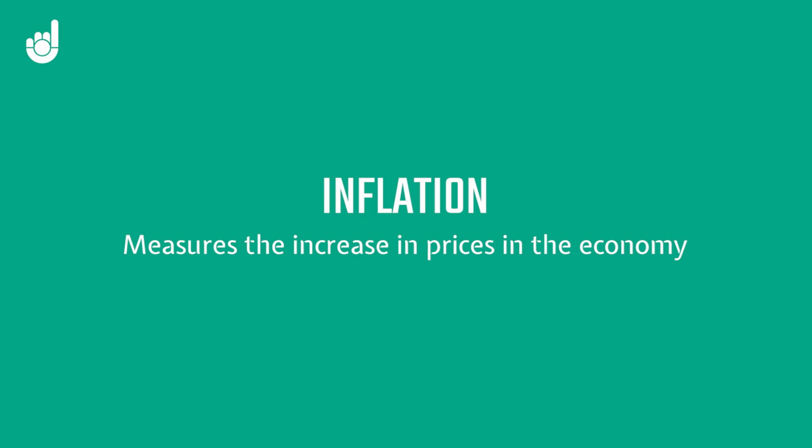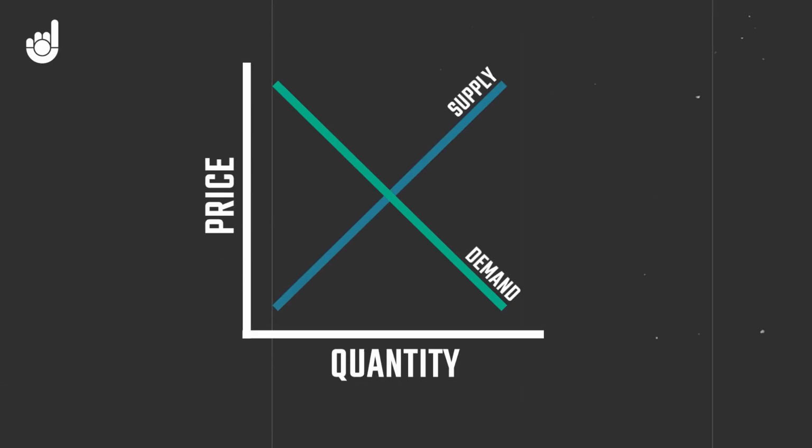So before I explain each of those types of inflation, let's first of all think about basic economics. You probably already know that inflation is measuring the rise in prices in the economy. And in economics, prices relate to the law of supply and demand. Now, without getting into too much detail about it, it's basically the case that prices change when either the supply or demand or both change.